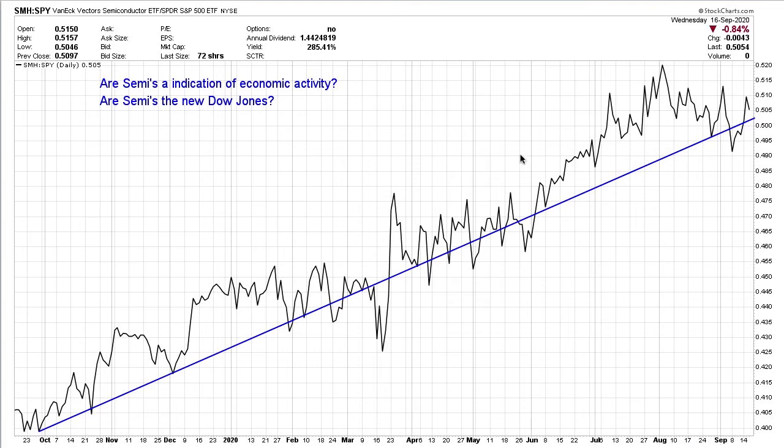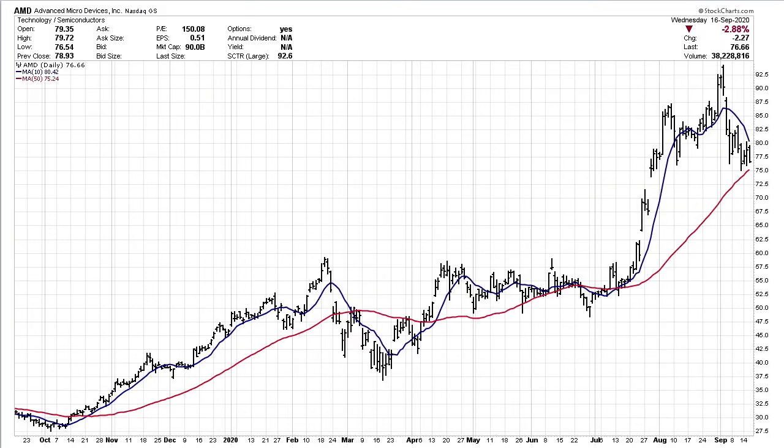Now, semiconductors are being considered the next Dow Jones. I mean, it's like the railroads back in the 20s. Semiconductors are in everything. They're basically a commodity business, but a very important commodity business.